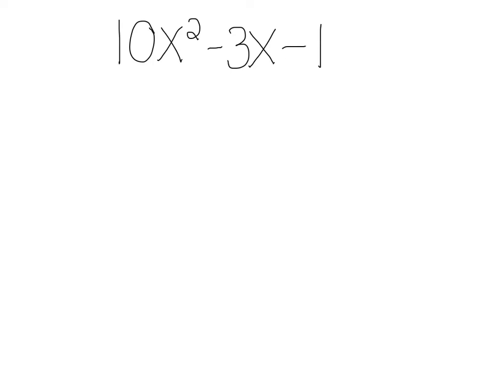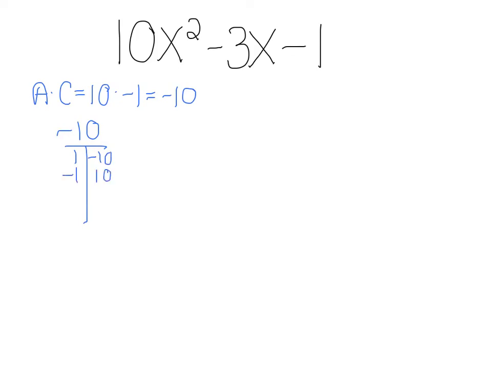All right, we have 10x squared minus 3x minus 1. So we have to do A times C, which is 10 times negative 1, which is negative 10. So I'm looking for what multiplies to negative 10. Because it's a negative, I need one of my factors to be positive and one of them to be negative. So I have 1 and negative 10, negative 1 and 10, 2 and negative 5, or negative 2 and 5.